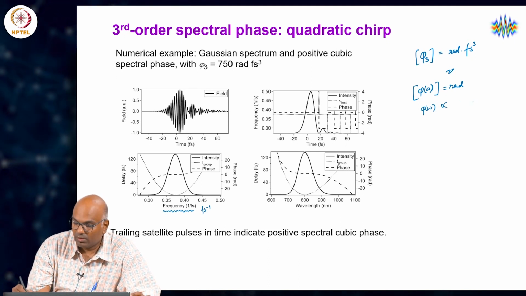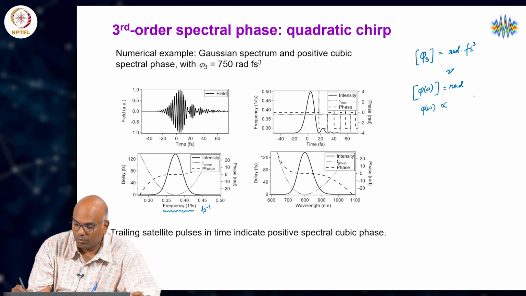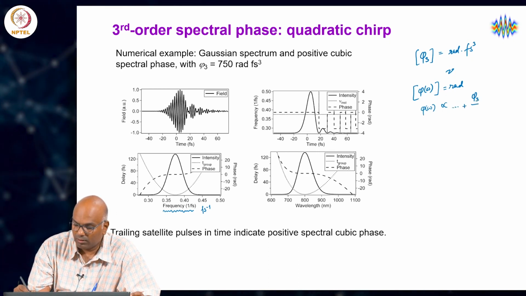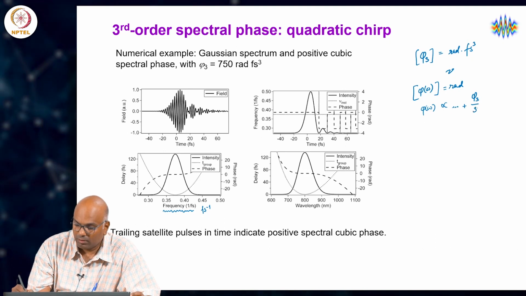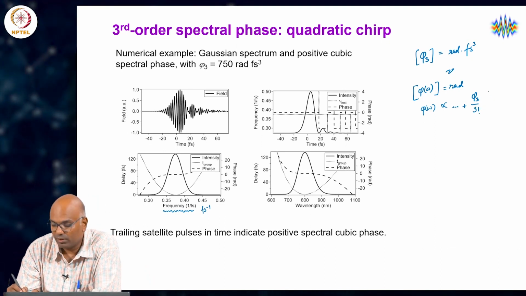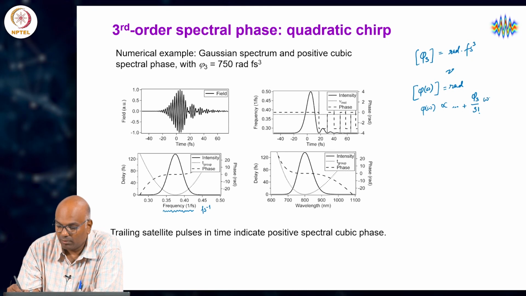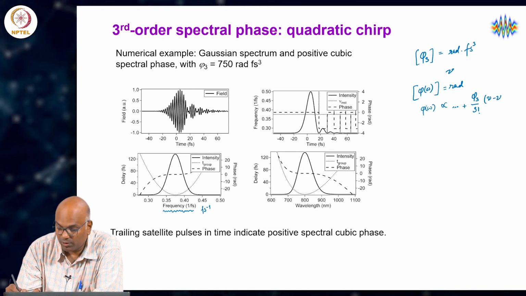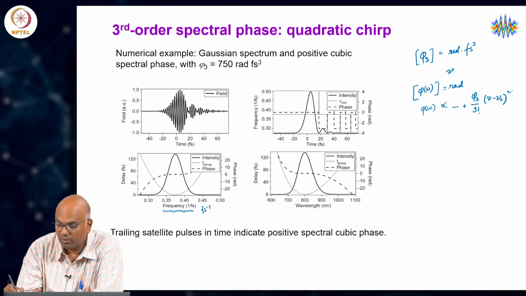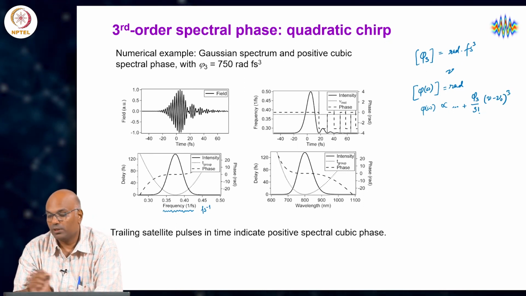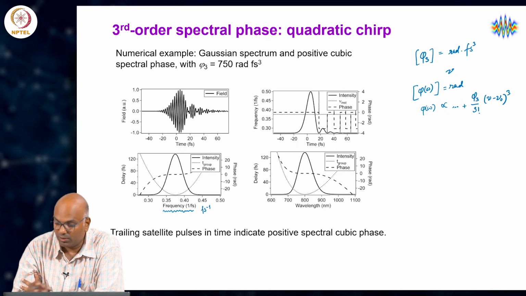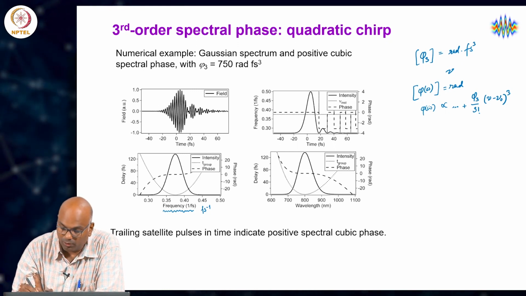So, the spectral phase has this term which goes like phi 3 divided by 3 factorial in the way we have defined it, multiplying the frequency that we have chosen to use. We have chosen 1 over femtosecond unit. So, this must be nu by nu naught. So, okay.